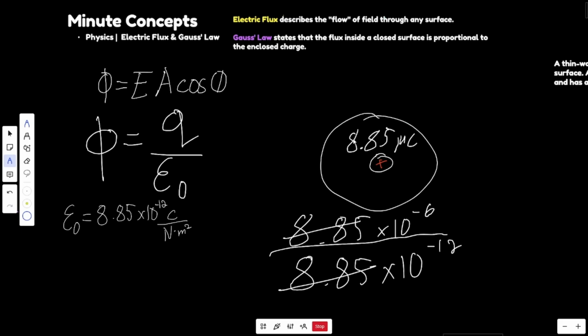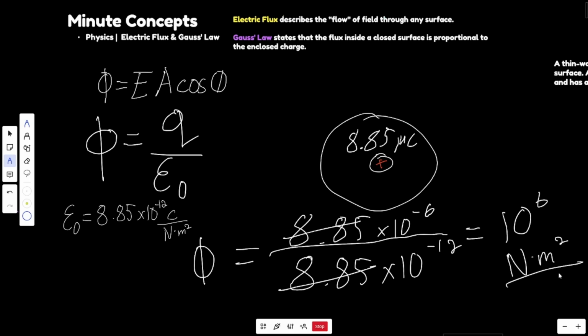These will cancel out. And we'll be left with a flux of 1 times 10 to the power of negative 6 minus negative 12. That would just turn into addition. So we'd be left with 1 times 10 to the power of 6, or simply 10 to the power of 6. And the unit for this is Newton meter squared per coulomb.